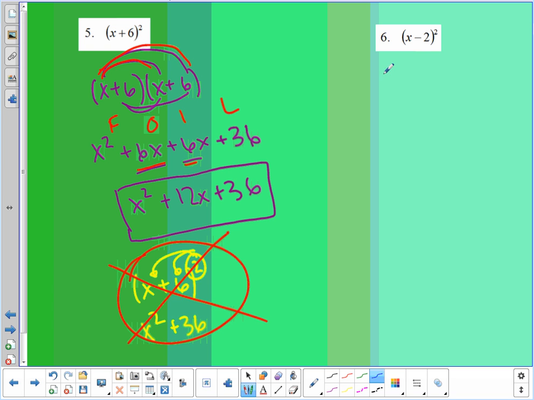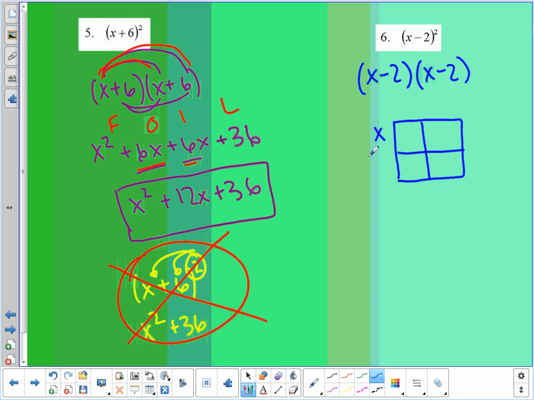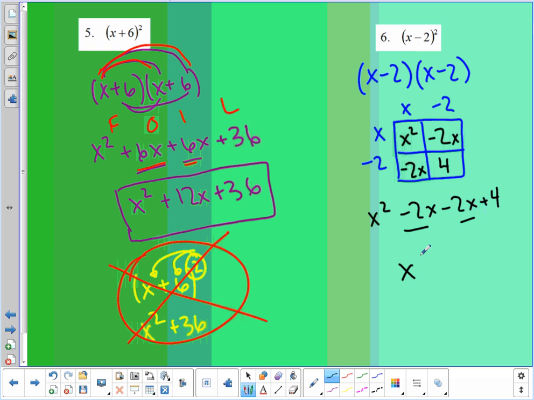Let's take a look at number 6. In number 6, if I do the binomial times itself, it looks like this. I'll make a box for this one, just for those of you that would like to use the box or to see a little bit more practice with the box. I have x and -2, x and -2. My products on the inside, x times x is x squared, x times -2 is -2x, x times -2, -2x, -2 times -2, +4. X squared minus 2x plus 4, -2x and -2x is -4x.